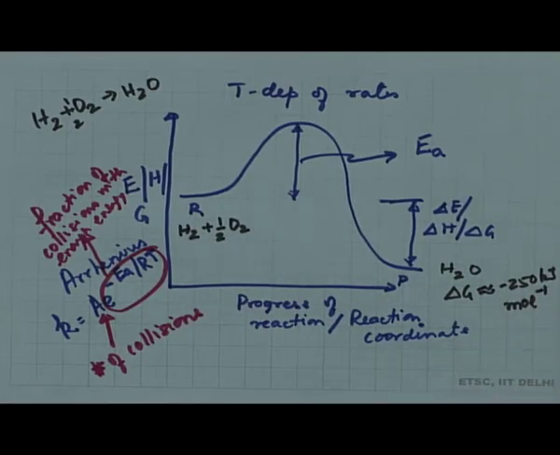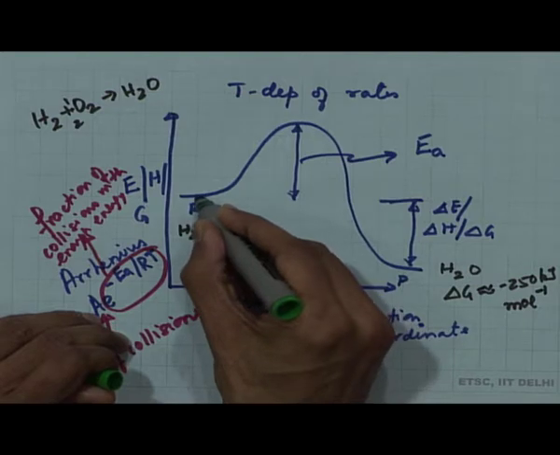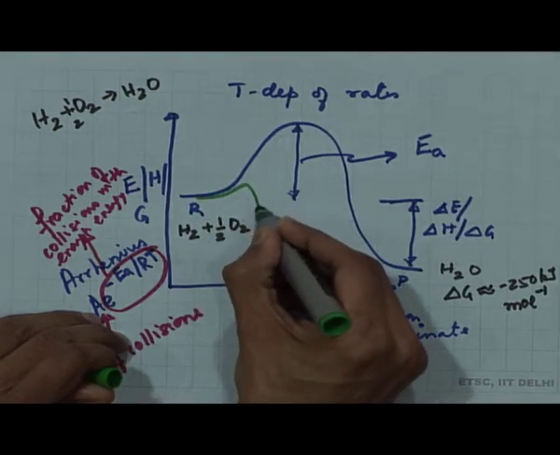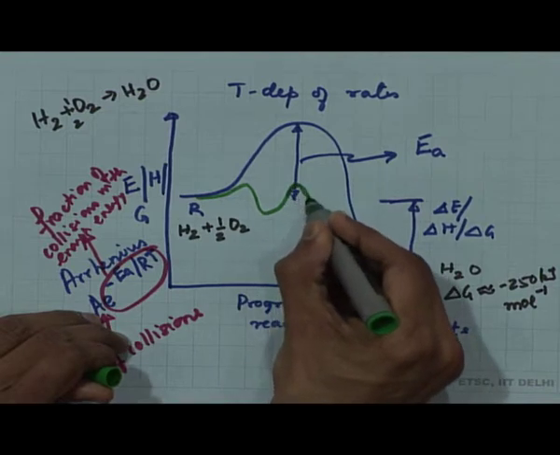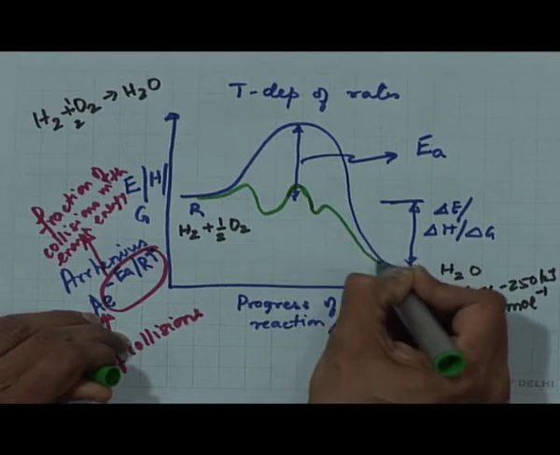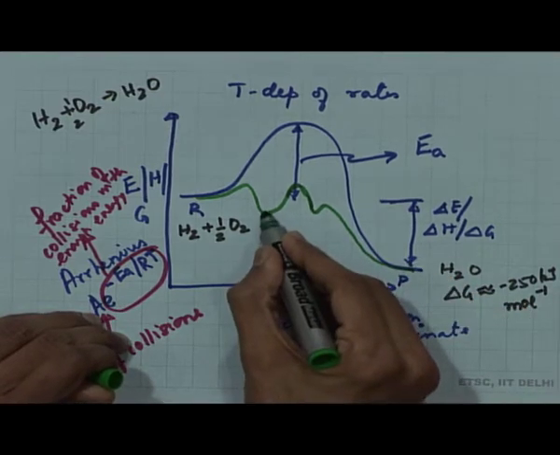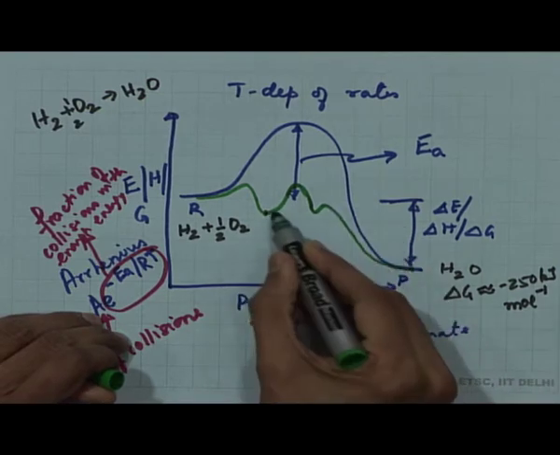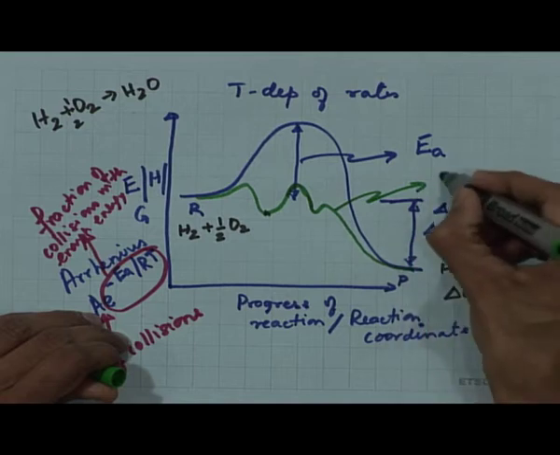And the way the catalyst does this is to give an alternative path to go from the reactants to the products. So, here is one well, this well. So, this is a catalyzed reaction.